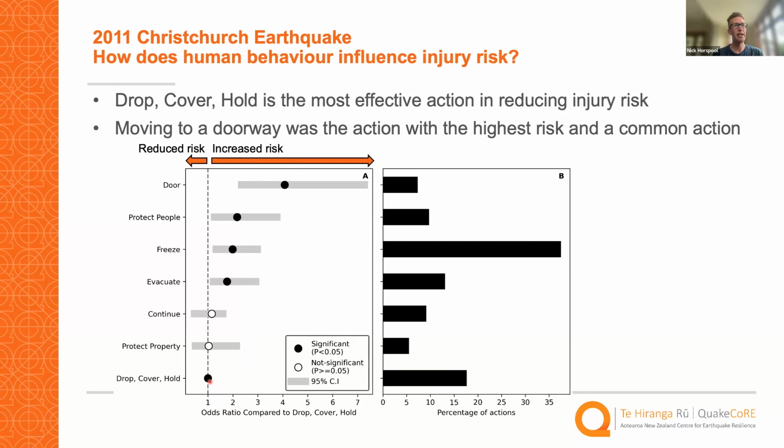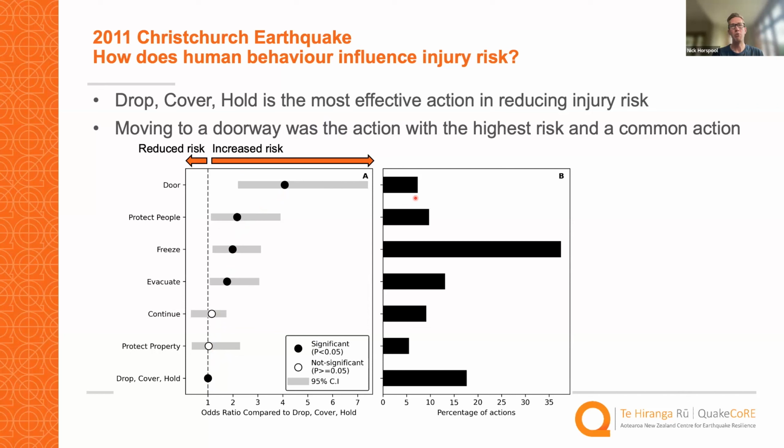What we can see is that protecting property and continuing didn't show a significant difference statistically compared to drop, cover, hold. But evacuating a building, freezing, protecting people, and moving to doorways had a much higher risk than drop, cover, hold. In fact, moving to a doorway had about a 4 times increase in injury risk compared to drop, cover, hold. And this was a relatively common action.